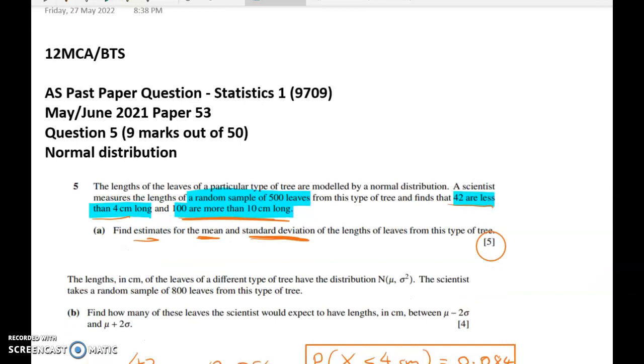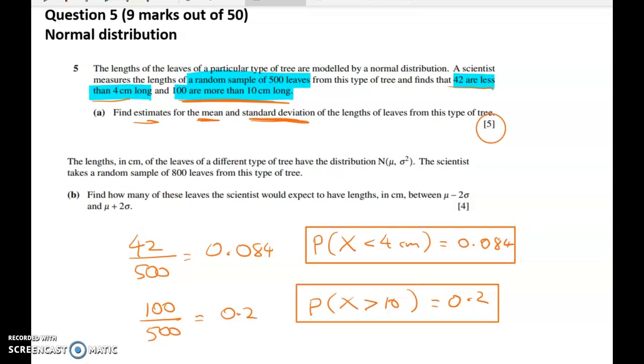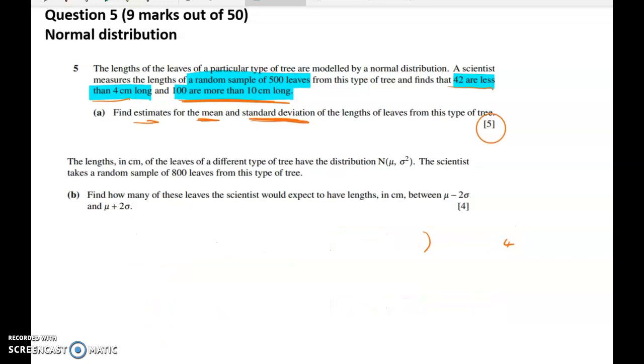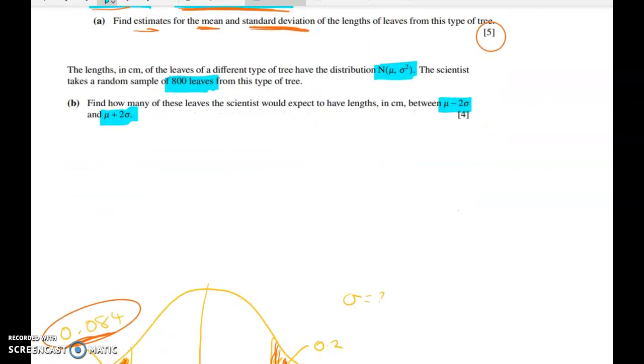Yep, so that's good. Okay, the second part also looks weird, but if you just draw some pictures, it's fine. The length of leaves of a different kind of tree has this distribution, and again, we've got no numbers. We're just told there are 800 leaves being taken from this type of tree. Figure out how many of these leaves the scientists would expect to have lengths between 2 standard deviations below the mean and 2 standard deviations above the mean.